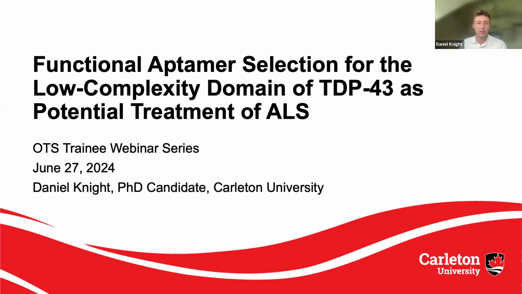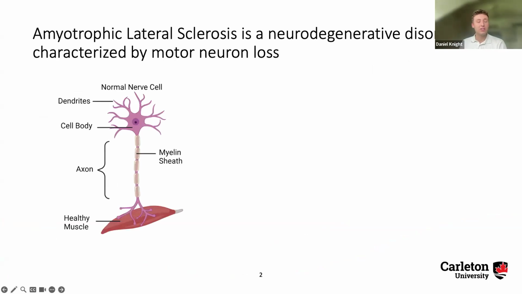So ALS, or amyotrophic lateral sclerosis, is a neurodegenerative disorder that is often characterized by a loss of motor neurons. And so just on the left here, we have what looks like a normal nerve cell. And so we have a cell body that is connected through an axon and innervated into a healthy muscle. And this axon is insulated by this myelin sheath.